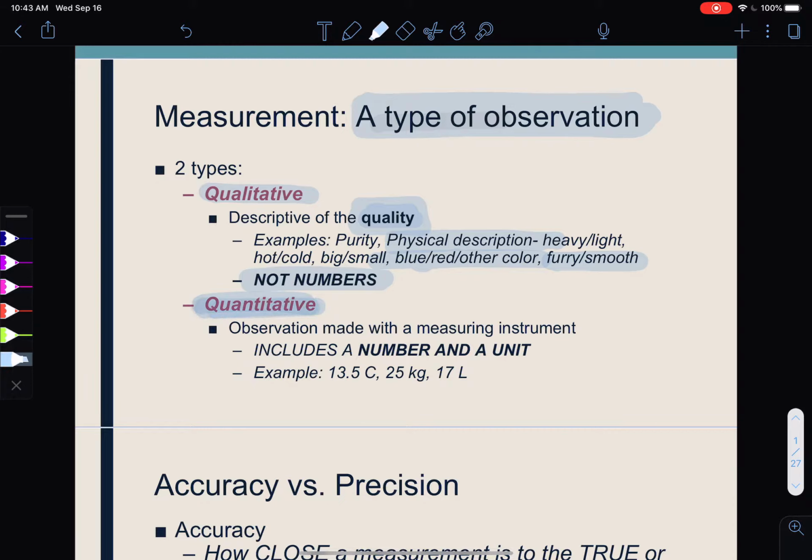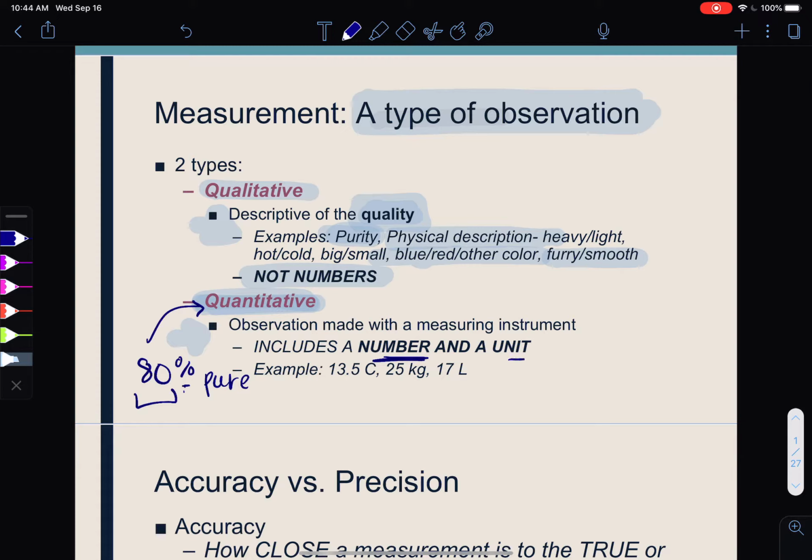Quantitative is when we get into the numbers. So maybe we're talking about the purity of something. Up here in qualitative, we might say it's impure. But in quantitative, we could say something like it's 80% pure. So this would be a quantitative because we have a number. And in this case, your percent is your unit. But say if I want to weigh out 25 kilograms. So that right there is a quantitative because I have a number and I have a unit.